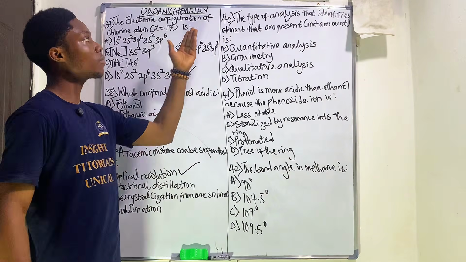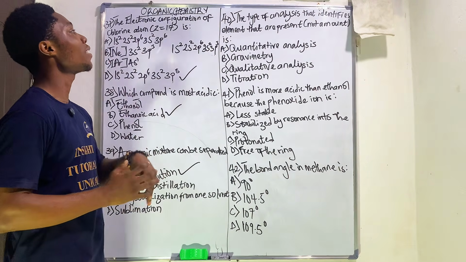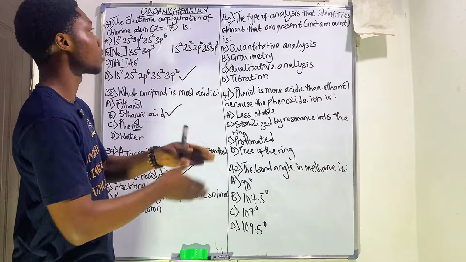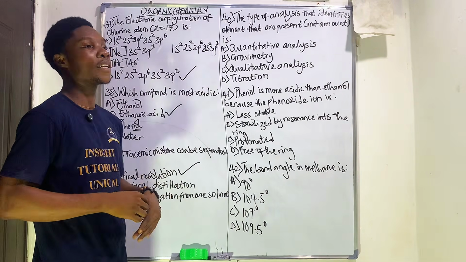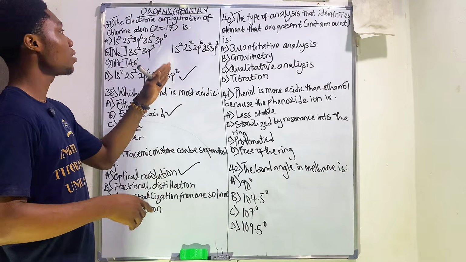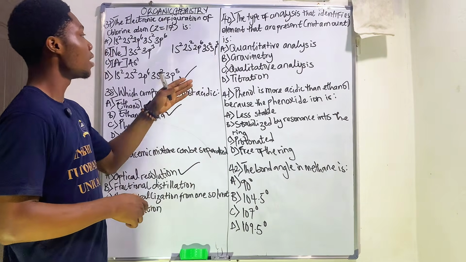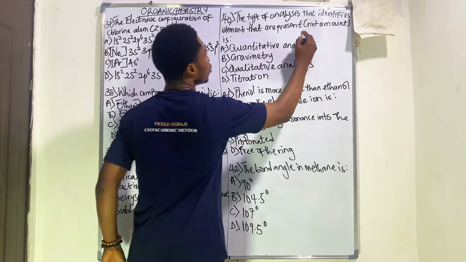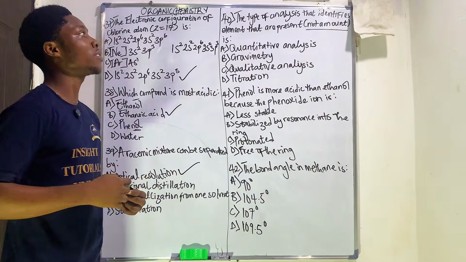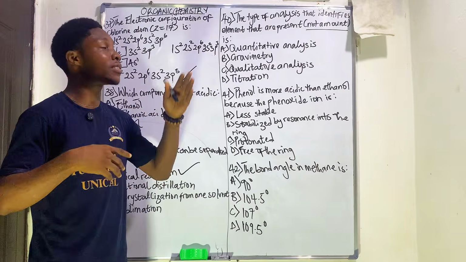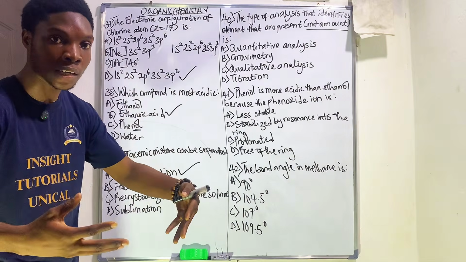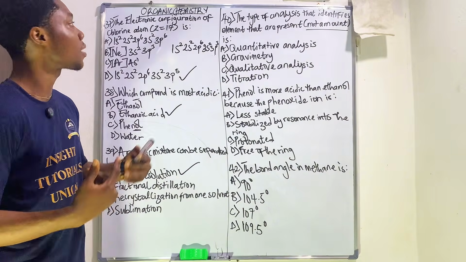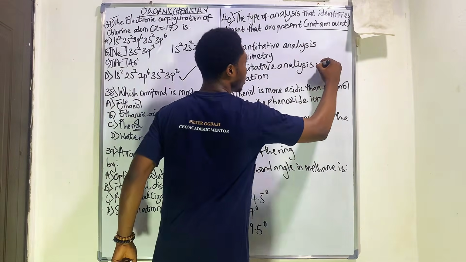All right, next question. The type of analysis that identifies elements that are present, not amount, is A. Quantitative analysis, B. Gravimetry, C. Qualitative analysis, D. Titration. Now, the emphasis is on not the amount. It just tells us that we are looking for an analysis that shows the elements that are present, that's the constitution, but not the amount of what is present. And the answer is qualitative analysis.